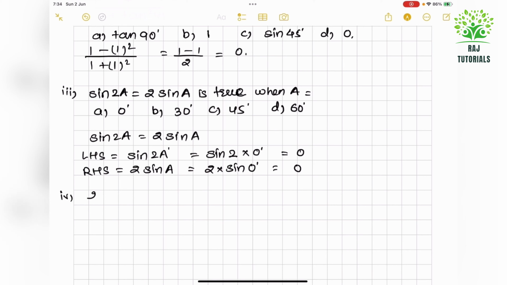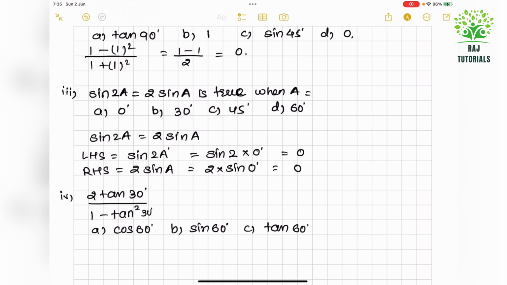Now fourth one says 2 tan 30 upon 1 minus tan square 30 degree, and options given are cos 60, sin 60, tan 60 or sin 30.